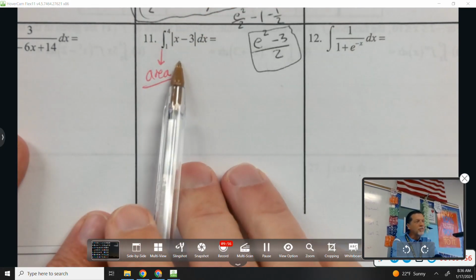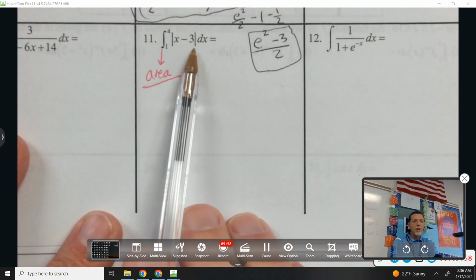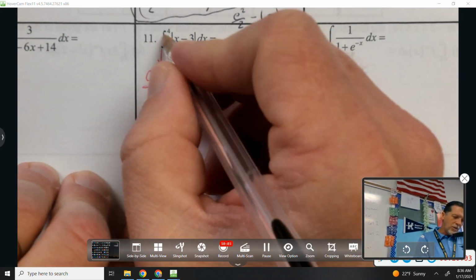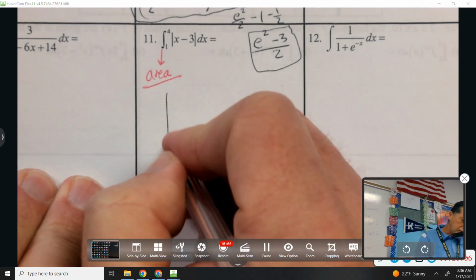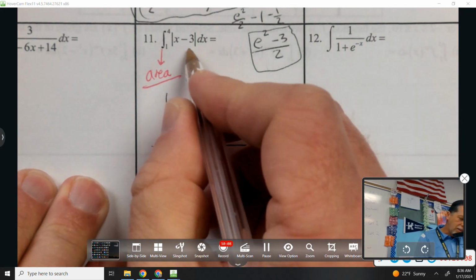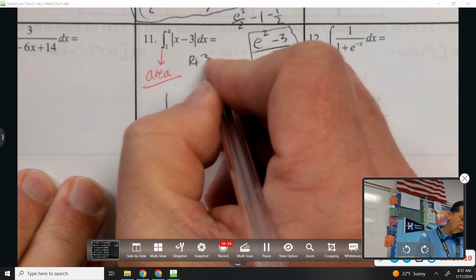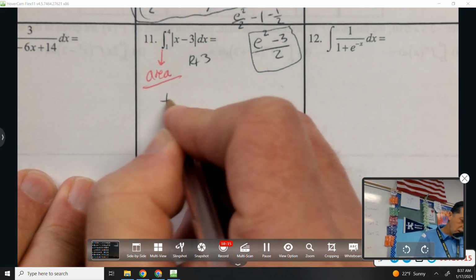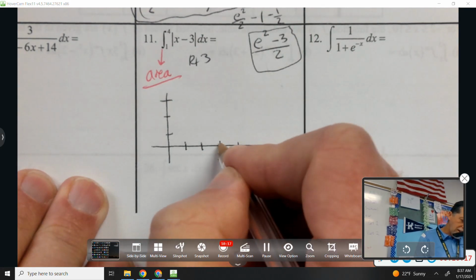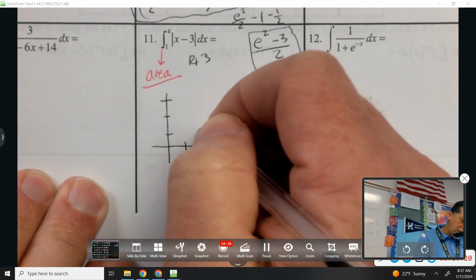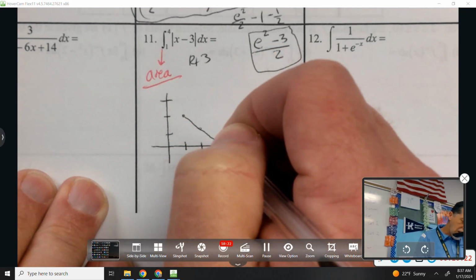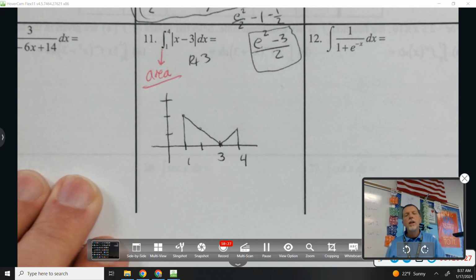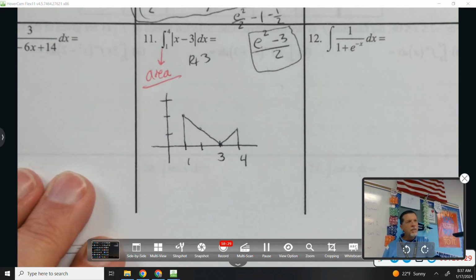And for an absolute value, it's like, oh, I'd much rather just do area, because that's just going to be triangles. So let's graph it and then do area from 1 to 4. Let's see, x minus 3 moves it to the right 3. And then it's just that absolute value V thing. And I'm going from 1 to 4. So it's just going to be the area of those two triangles.